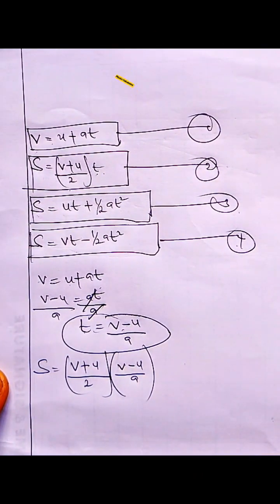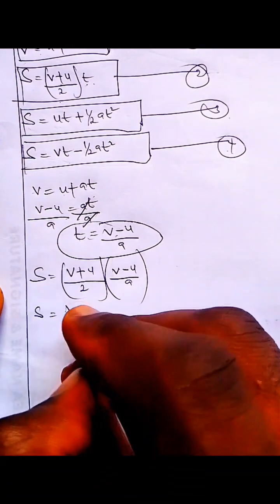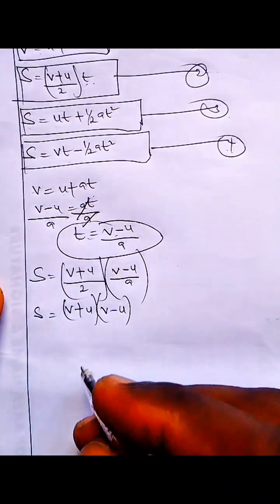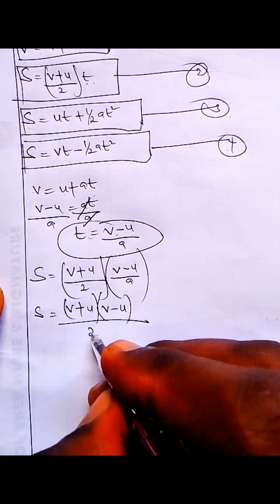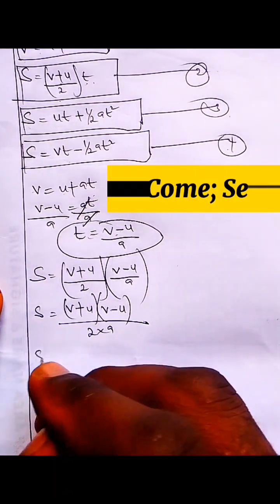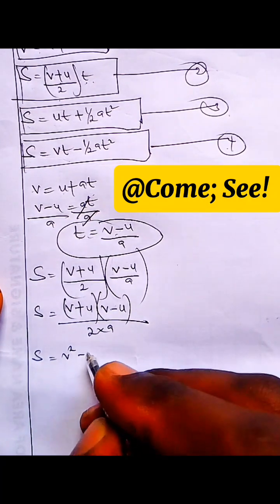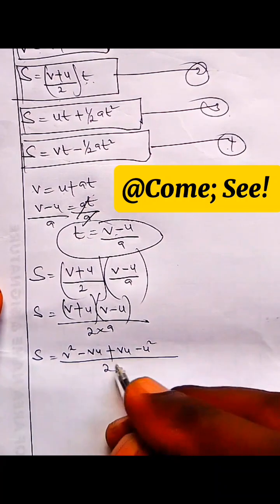We're going to be doing something like this. We're going to be expanding the brackets. You need a knowledge of expansion also. If your mathematics is not decent, you'll struggle to understand what I'm doing right here. So (v plus u) times (v minus u) over 2 times a. Just right under. So the next thing we do is s equals, expand, open up. v times v is v squared, minus vu plus vu, minus u squared, over 2a.